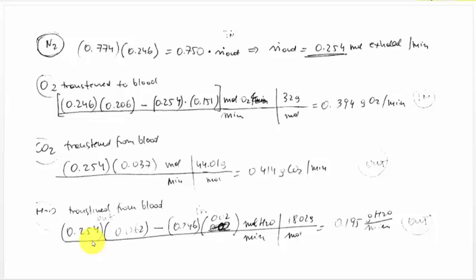For the water balance, it is water out minus water in, because the molar flow rate of water out is greater than the molar flow rate of water in. Therefore, we have to set up our balance as output minus input. Output minus input times molar mass gives us 0.195 grams of water per minute coming out of the process.